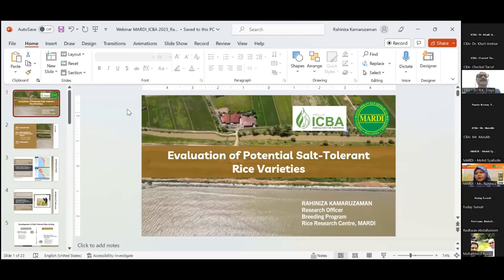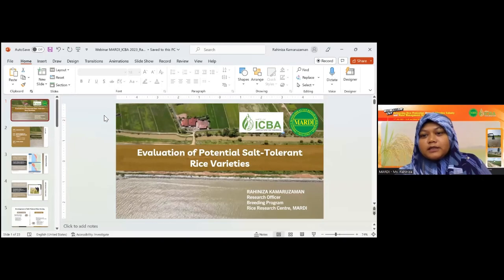So good morning, everyone in Dubai. Good afternoon, everyone in Malaysia. Assalamualaikum warahmatullah. My name is Rahiniza Binti Kamaruzuman. I'm a research officer from the breeding program of the Rice Research Center, MARDI. Today I would like to share some of our progress on the evaluation of potential salt-tolerant rice varieties.